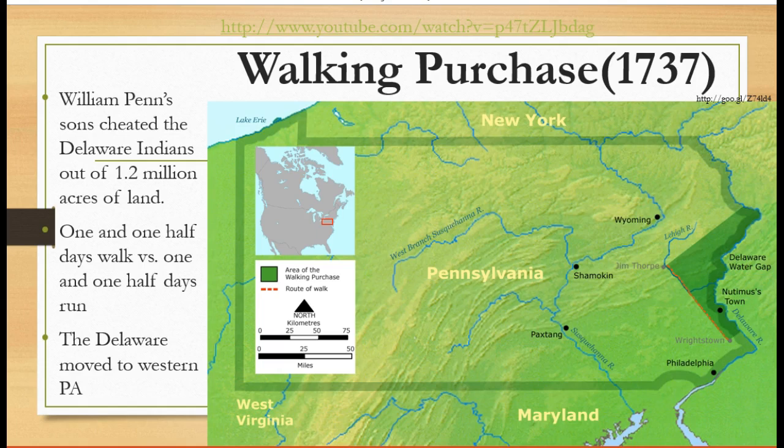And they ended up cheating the Delaware Indians out of 1.2 acres of land. On the map here, you can actually see where I'm circling this huge chunk of land in what is today the Poconos region, North Philadelphia up to the Poconos region, that William Penn's sons cheated the Delaware Indians out of. The Delaware Indians ended up moving west all the way to what is today Western PA.